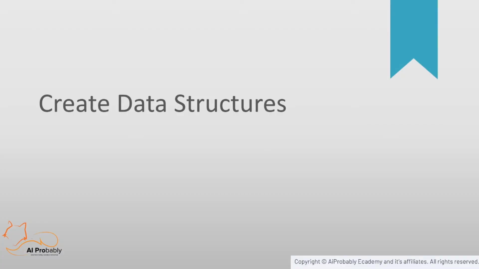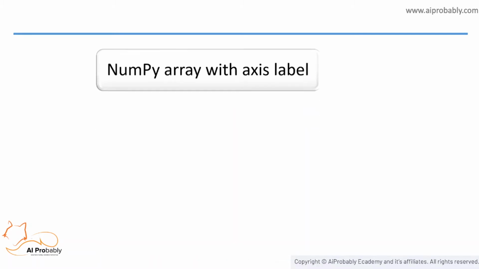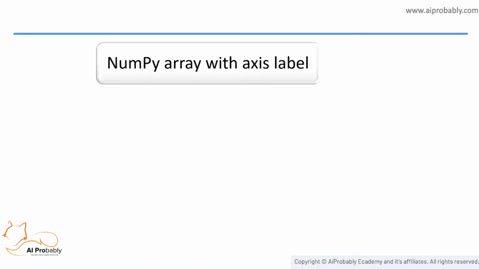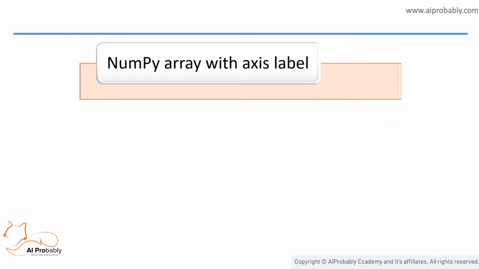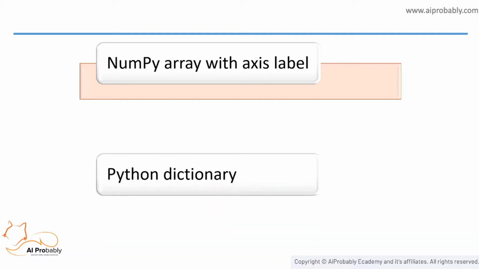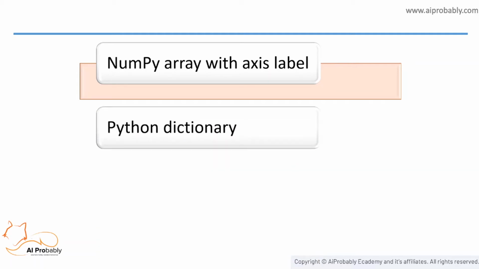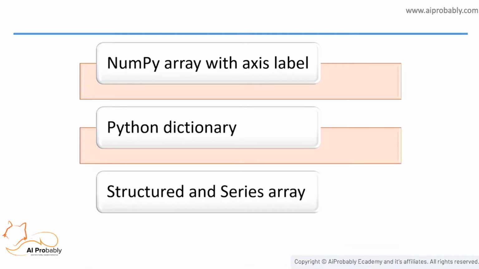Let's look at how we create a data structure. To create a data structure, we can do it manually, instead of uploading it as we did. This can be done in 3 ways. The first one being a NumPy array with axis labels, which is a 2D array and it's like a 2D vector. It can also be done by defining a Python dictionary, by using a structured series or array and series.